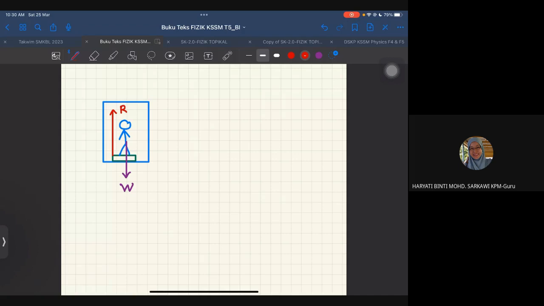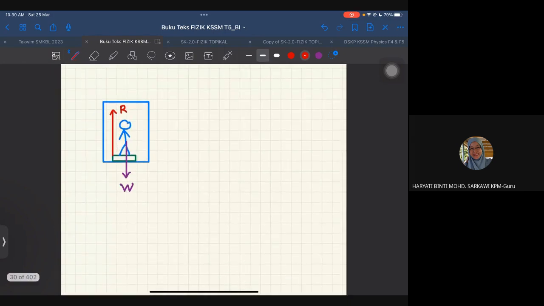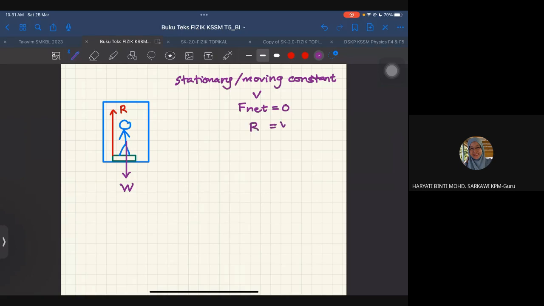normal reaction. Okay, so if let's say the lift is stationary or moving in a constant velocity, the net force is equal to zero. So we can quickly write R equal W. That one, memorize it. Hafal, eh? If the lift is stationary or moving with constant velocity, for this case, F net, the resultant force, equals zero. So it means that R equal W.